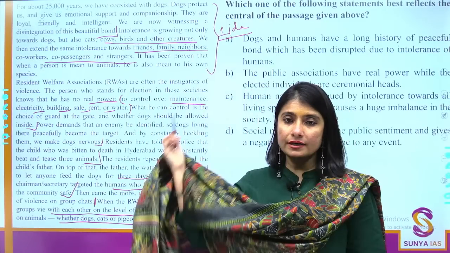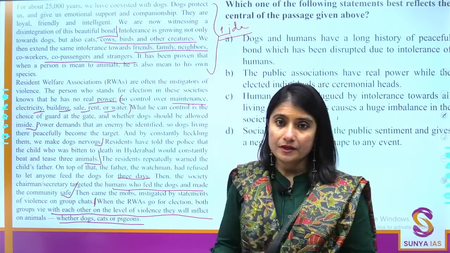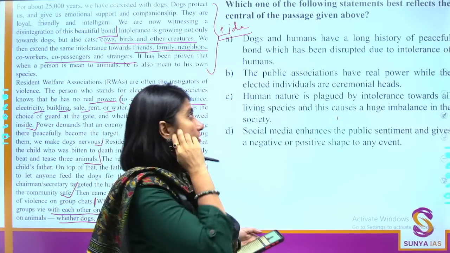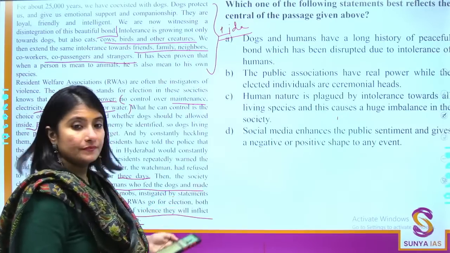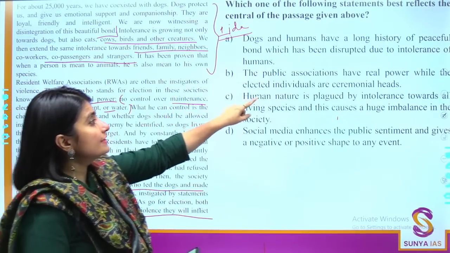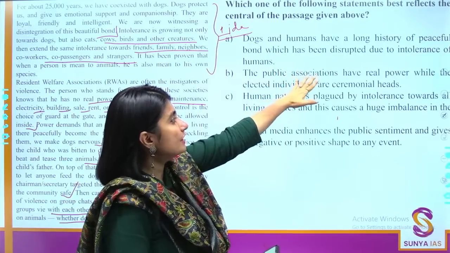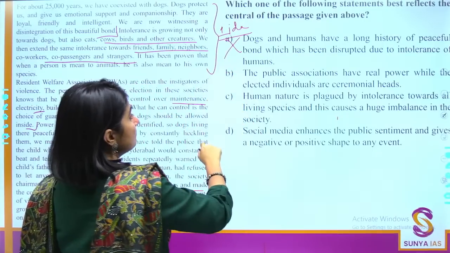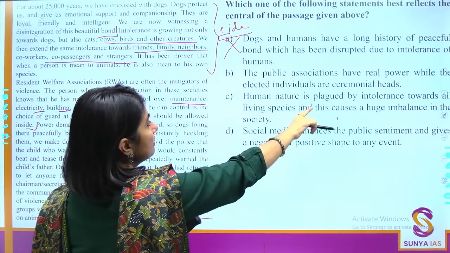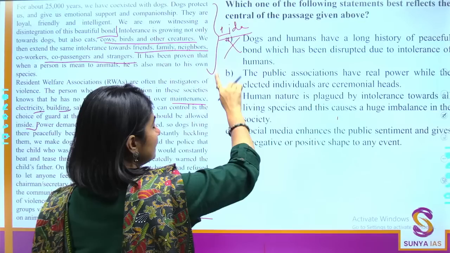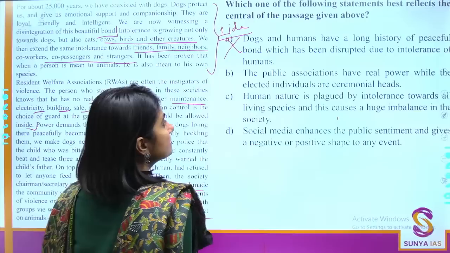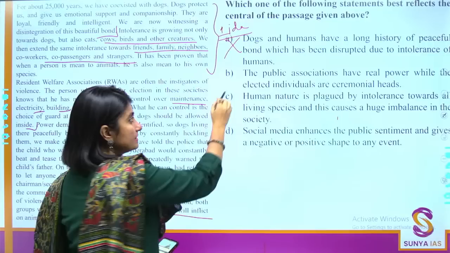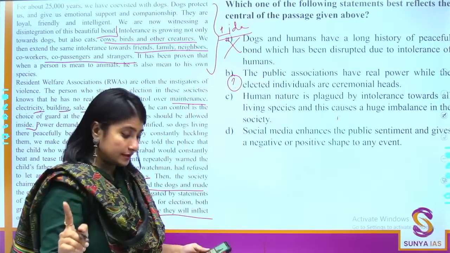So here, this passage has many components. Okay, so finding the central idea here is going to be a little bit more difficult. Let us see. Dogs, है ना? And humans have a long history of peaceful bond which has been disrupted due to intolerance of humans. Peripheral idea, yes. The public associations have real power while the elected individuals are ceremonial heads. Now, are we just talking about power here? But still, if we don't find an appropriate thing, we will have to come back to this.